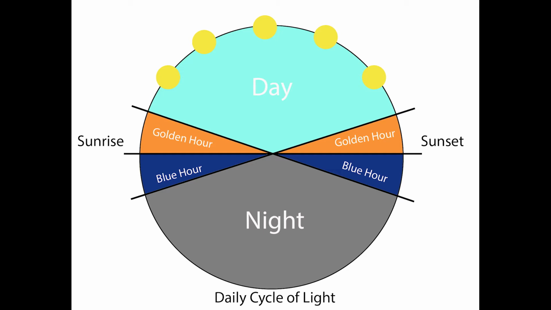Cast shadows are often long during golden hour and non-existent during blue hour. And I've heard a National Geographic photo editor told his staff that there are only 2 times of day to take a photograph: sunrise and sunset.